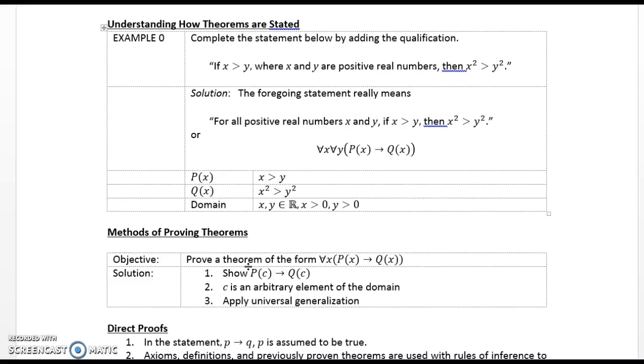Stated symbolically, we have for all x, for all y, p of x implies q of x, where p of x is x greater than y and q of x is x squared greater than y squared. And the domain of discourse is x and y are elements of the reals and x and y are greater than 0.